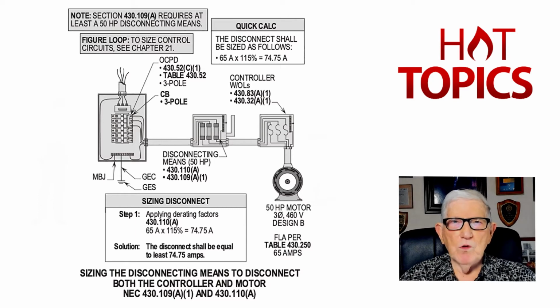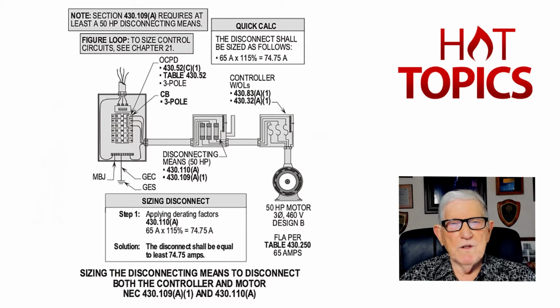So naturally we'll go over to our table 430.250. In the left hand side of the page, the first column, we'll scroll down to a 50 horsepower and then just move across till we line up with 460 volt 3-phase, and we'll find 65 amps is the full load current of the motor.